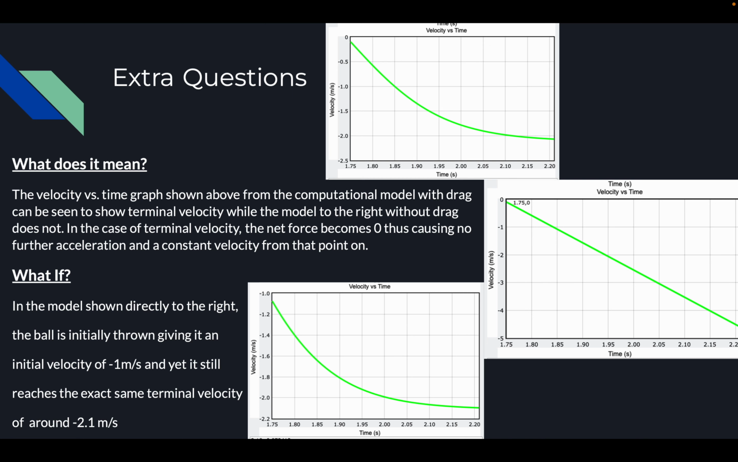For the what-if question, we can see that the model at the bottom, where the system was initially thrown, thus giving an initial velocity of negative 1 meters per second, still results in the exact same terminal velocity as before at around negative 2.1 meters per second.